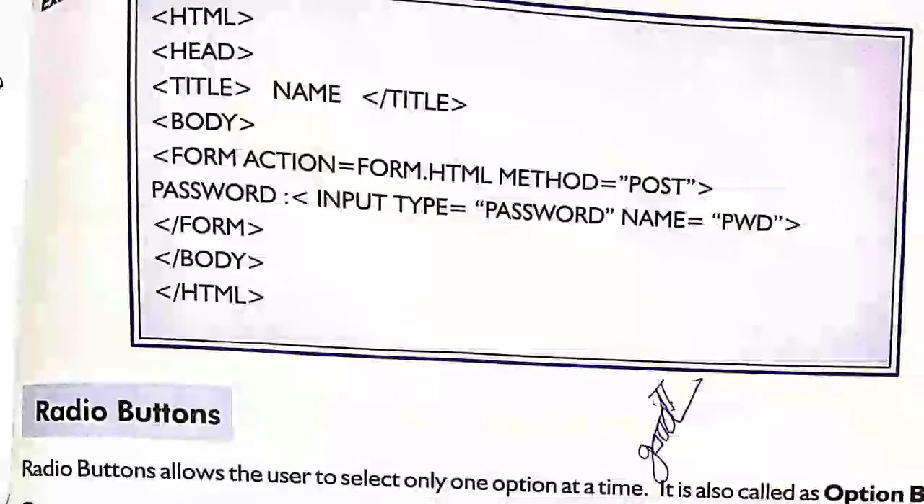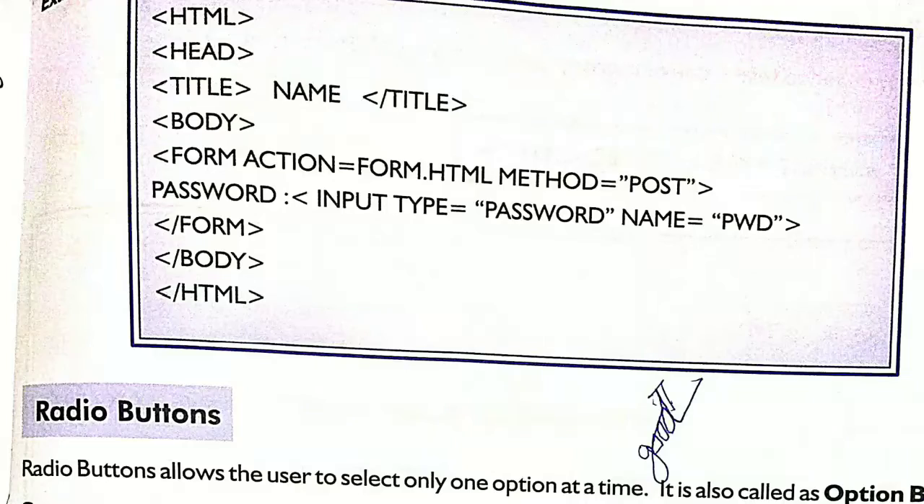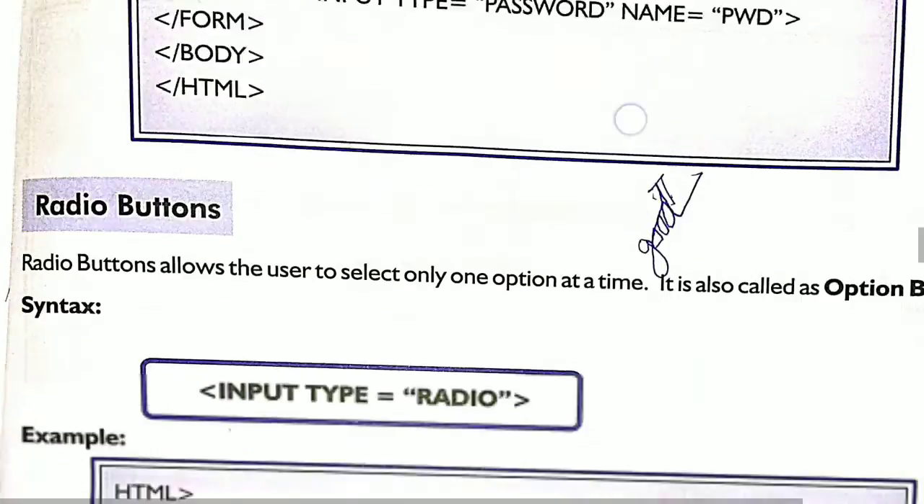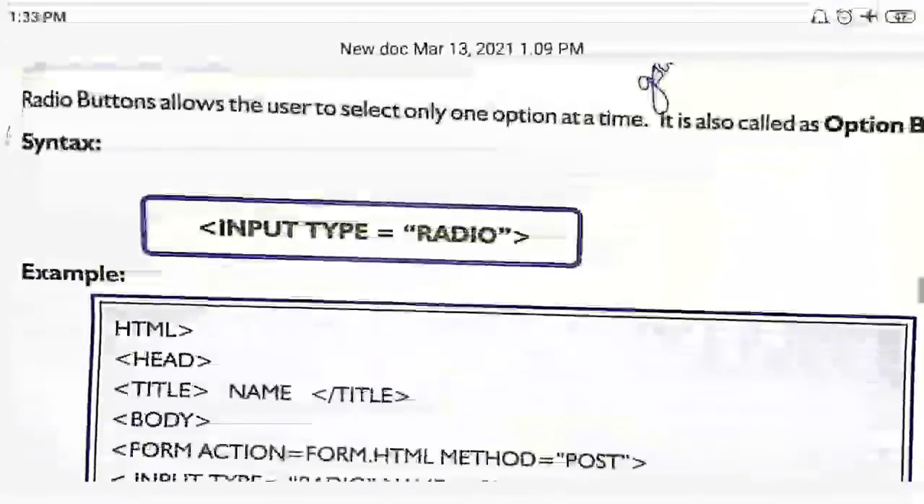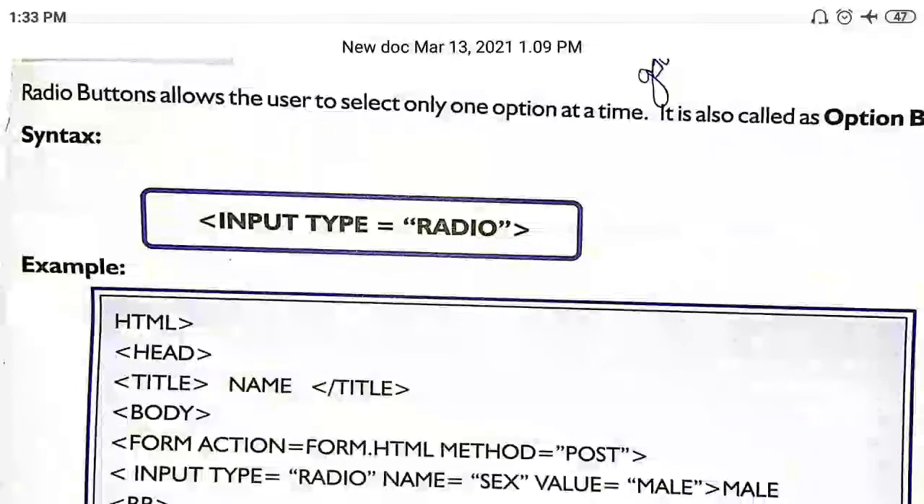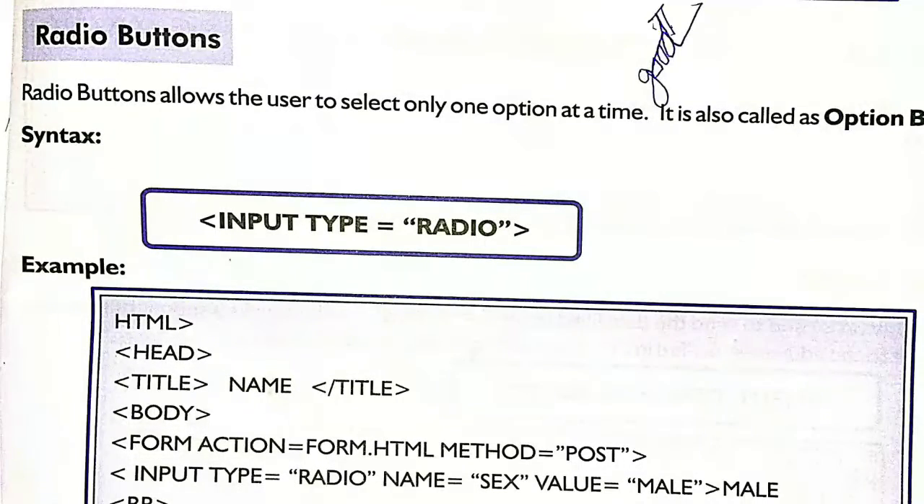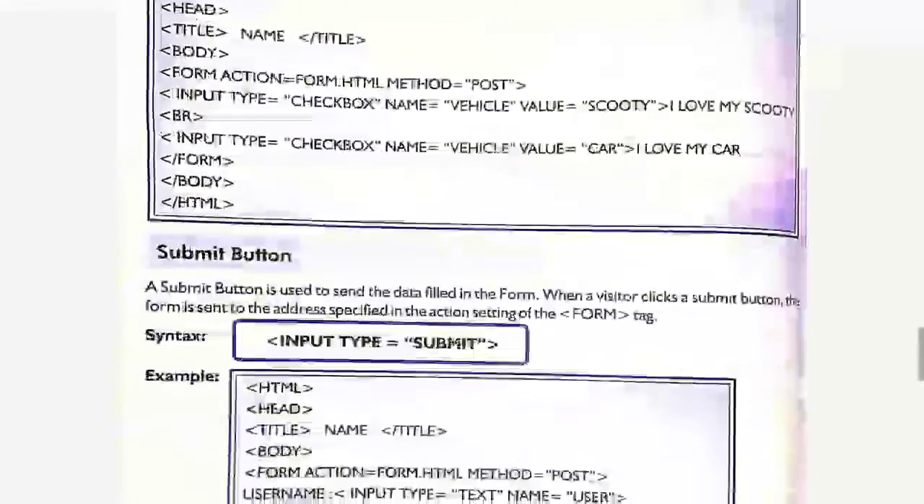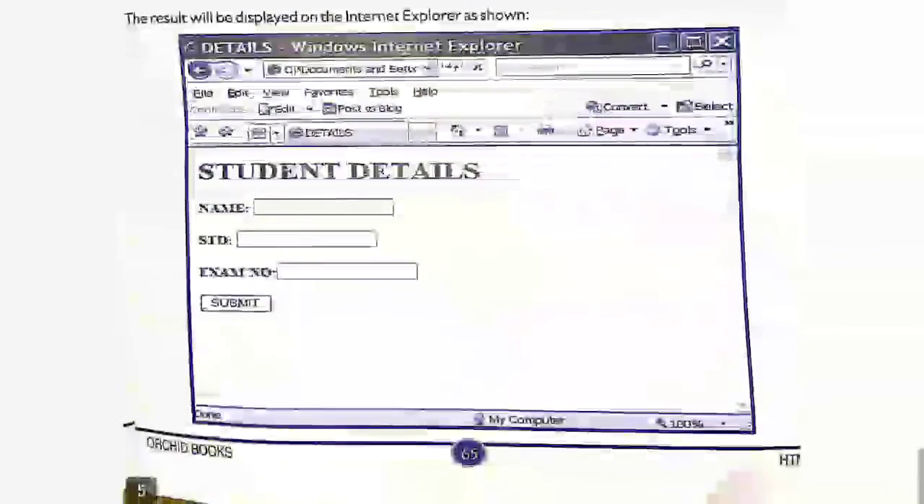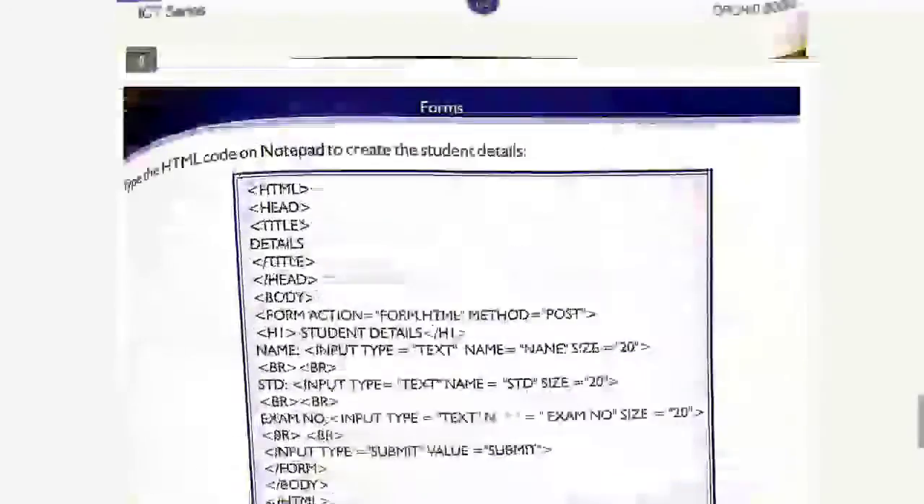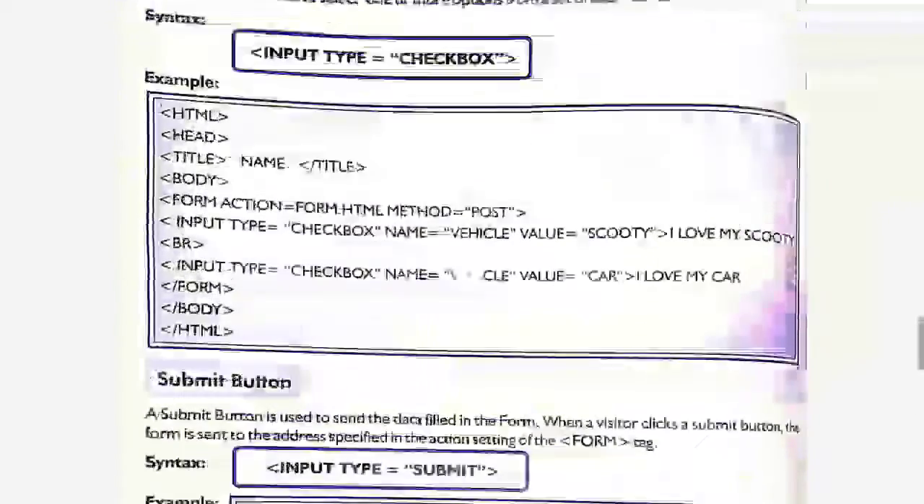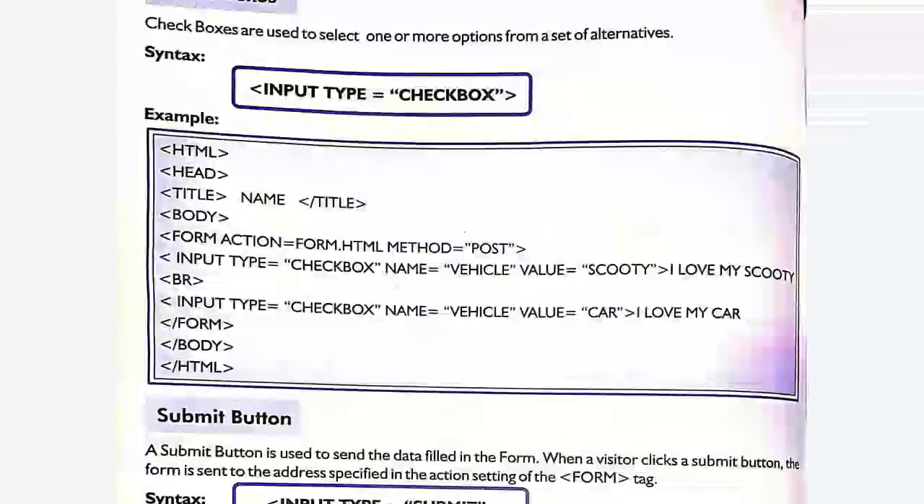So here you can see that they have created a password field. Okay, next is radio button. This radio button is another type of input button. You can select only one option. This radio button will look somewhat like this. Currently it is not in your book. I will show you that in the next class.